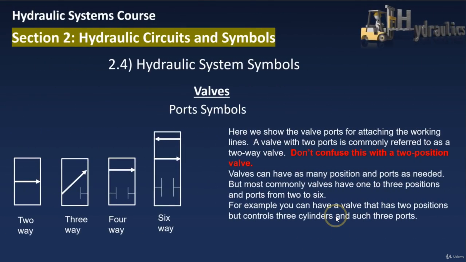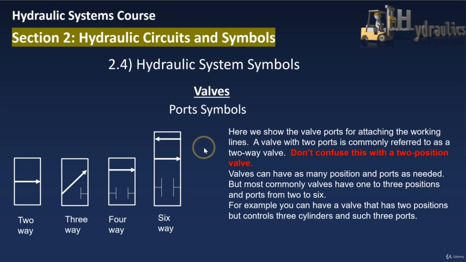And if we go to the symbology, we'll find that we have 2-way, 3-way, 4-way, 6-way valves. So here we show the valve ports for attaching the working line. A valve with 2 ports is commonly referred to as a 2-way valve. So I have here one connection and here another connection. This is called a 2-way valve. A valve with 3 ports, 3-way valve, 1, 2, 3. A valve with 4 ports, we call it a 4-way valve, 1, 2, 3, 4. 6-way, the same.